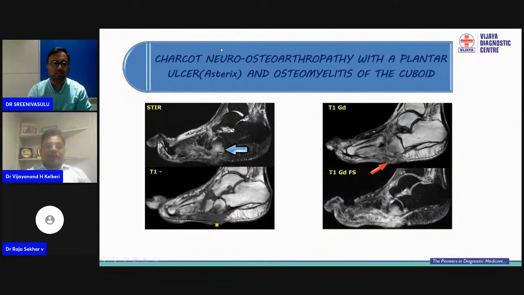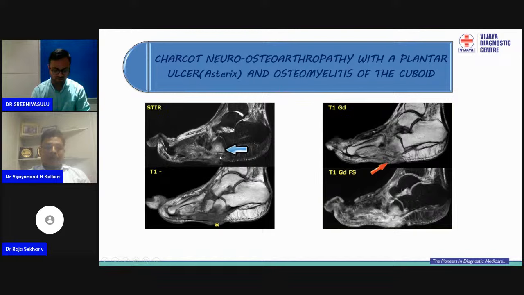This is another case of diabetic foot, wherein you can see a case of Charcot's neuroarthropathy with a plantar ulcer and osteomyelitis of the bone. I'll just show you all the features. This is a small skin defect or ulcer over the plantar aspect of the midfoot, and you can see a small heterogeneous area in the plantar surface, and a small sinus tract.